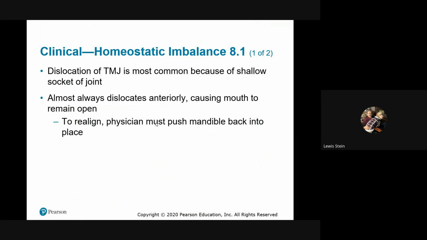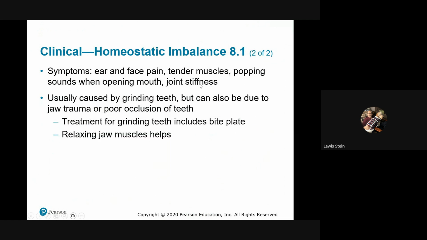You have to know what you're doing. Be very careful about people trying to push things back in. You'll see it in a football game on the sideline, but generally the trainer or a team physician knows what they're doing. It's something you don't want to do unless you know what you're doing. All of these things are associated with it.